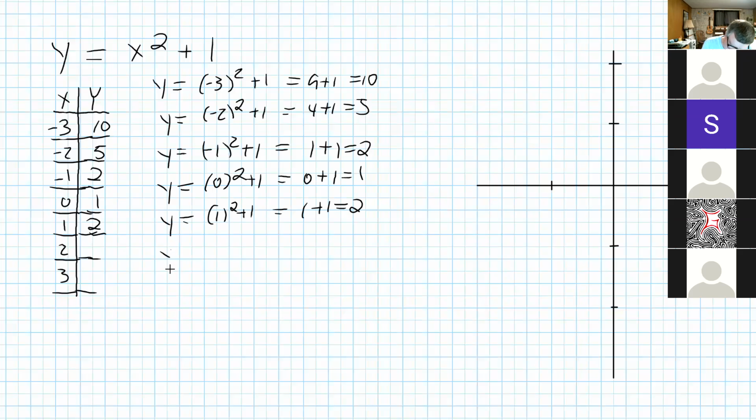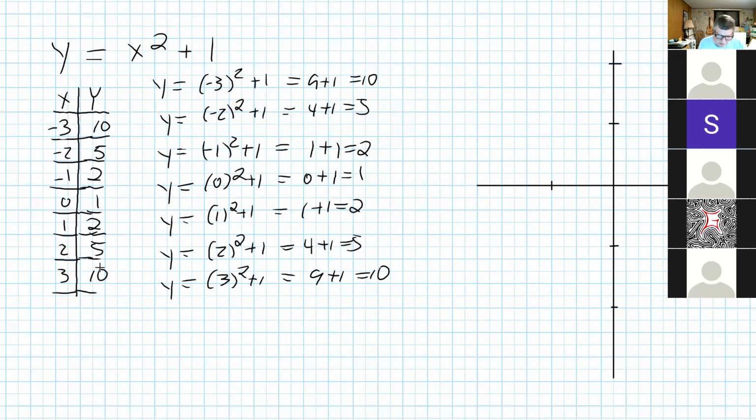If x is 2, y equals 2 squared plus 1, which is 4 plus 1, which is 5. And if x is 3, y equals 3 squared plus 1, which is 9 plus 1, which is 10. Notice something here. These two different x values have the same y value, as is true here and here. So let's see what this graph is going to look like.